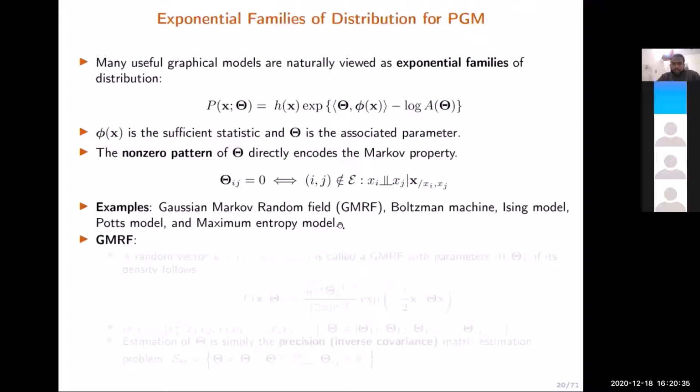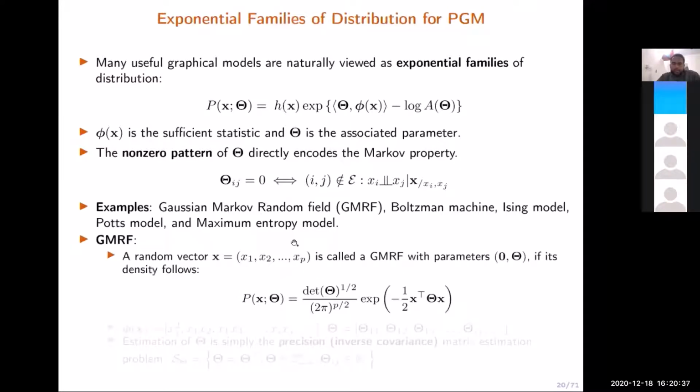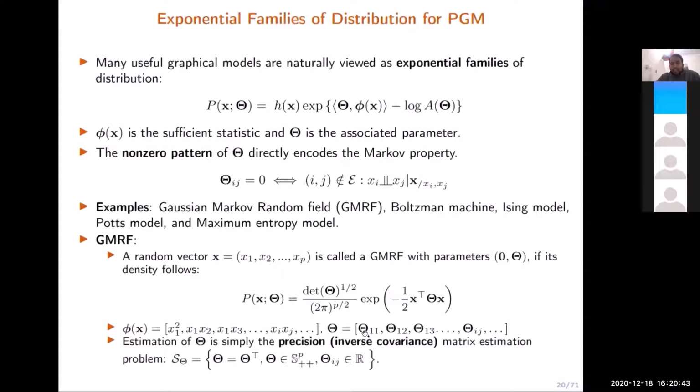Our focus will be on the Gaussian Markov random field. A Gaussian Markov random field can typically be described in this form. This is the Gaussian distribution. In the Gaussian distribution, the non-zero entries of theta, which is the precision matrix or the inverse covariance matrix, directly capture the Markovian graph. So the whole setting of learning a graph from data under the probabilistic assumption boils down to estimating the precision matrix from the Gaussian distribution.